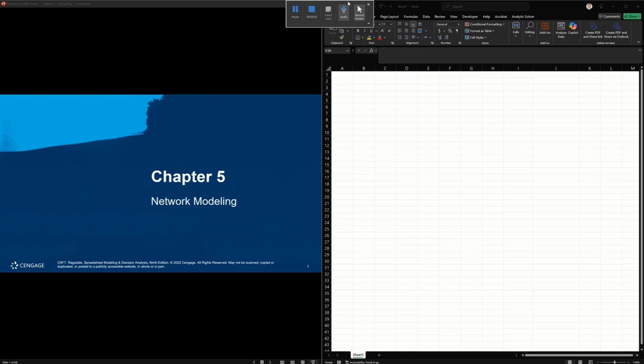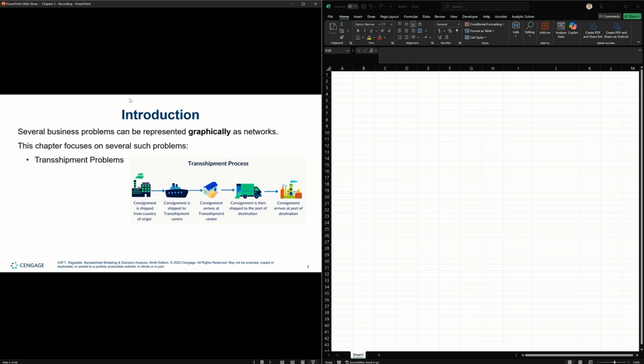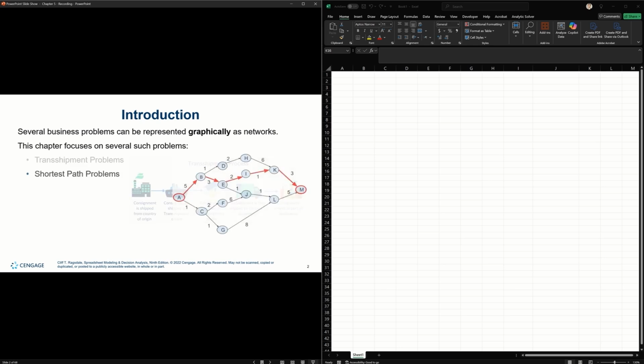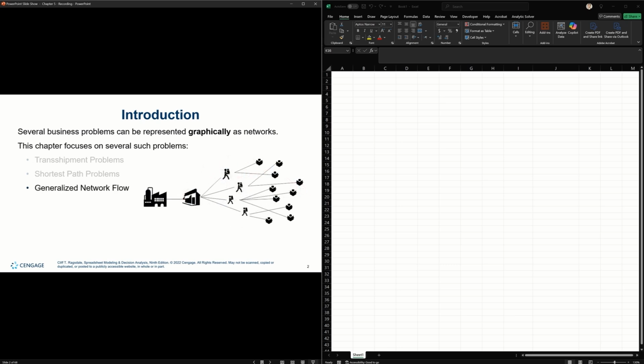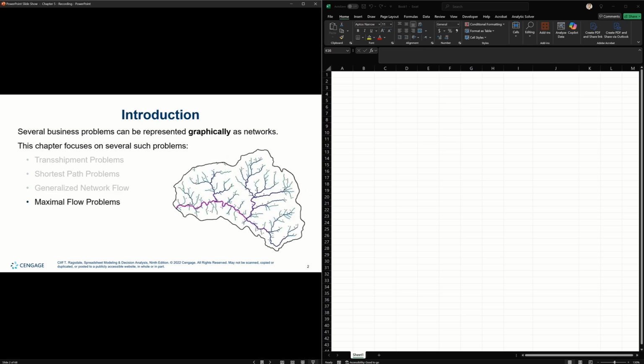Hello everyone, in this video I'm going to go through 4 problems that we have in chapter 5, and these are network modeling problems. In the previous class we introduced 4 types of network problems, and these are the transshipment problems, shortest path problems, generalized network flow problems, and then the maximal flow problems.